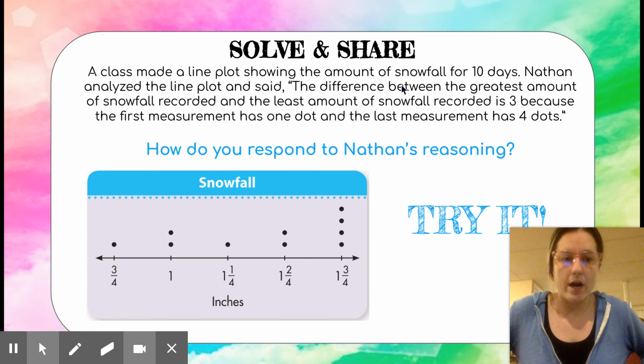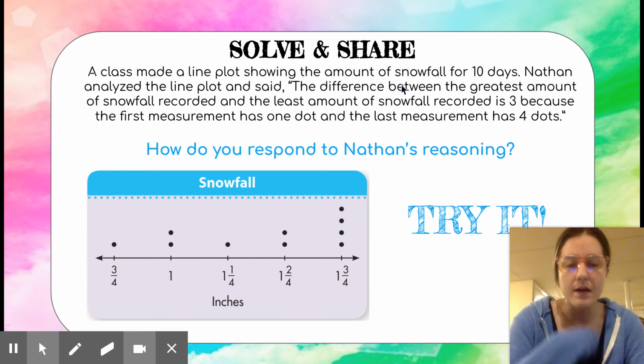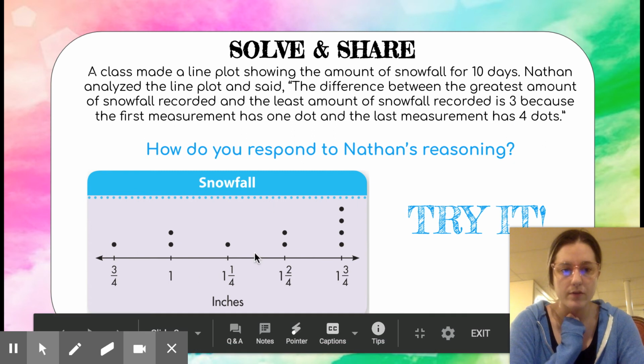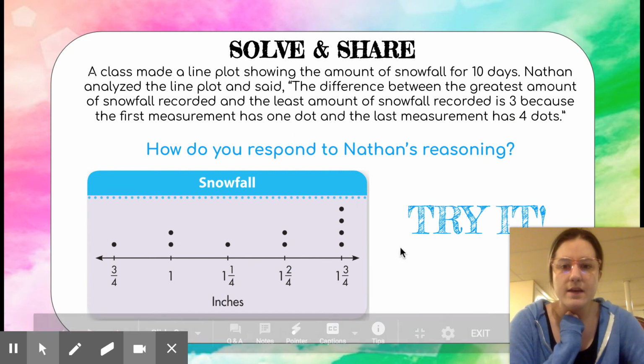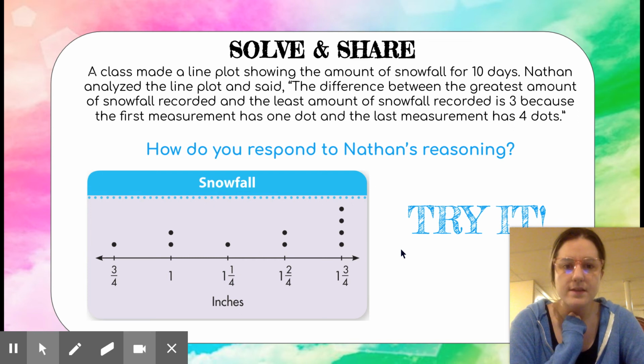So, solve and share. A class made a line plot showing the amount of snowfall for 10 days. So here's the amount of snowfall for 10 days. Nathan analyzed the line plot and said the difference between the greatest amount of snowfall recorded and the least amount of snowfall recorded is 3 because the first measurement has 1 dot and the last measurement has 4 dots. How would you respond to Nathan's reasoning?